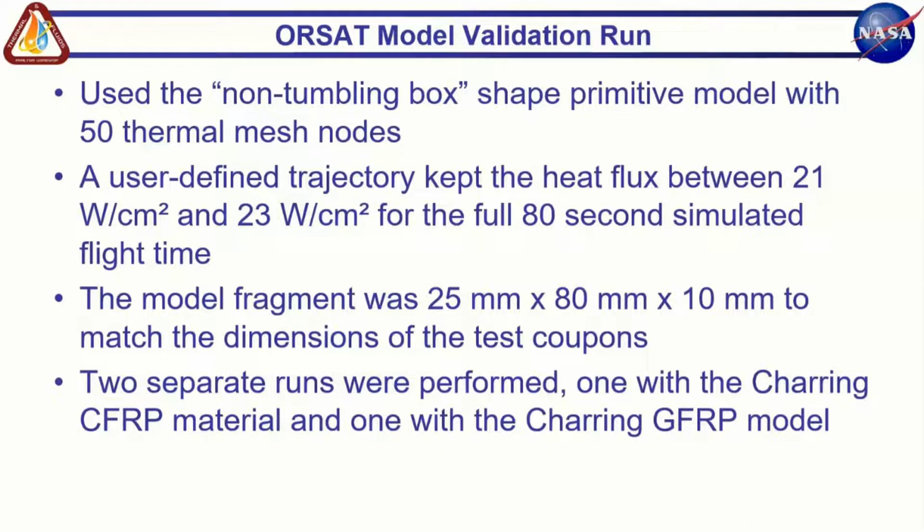We used our non-tumbling box shape primitive model with 50 thermal mesh nodes, and this is a 1D thermal mesh from the front surface to the backside surface, and defined a user-defined trajectory that kept the heat flux between 21 and 23 watts per square centimeter for the full 80-second simulated flight time. The model fragment was 25 by 80 by 10 millimeters to match the dimensions of the test coupons. And then 2 separate runs were performed, one with the charring CFRP material and one with charring GFRP material.